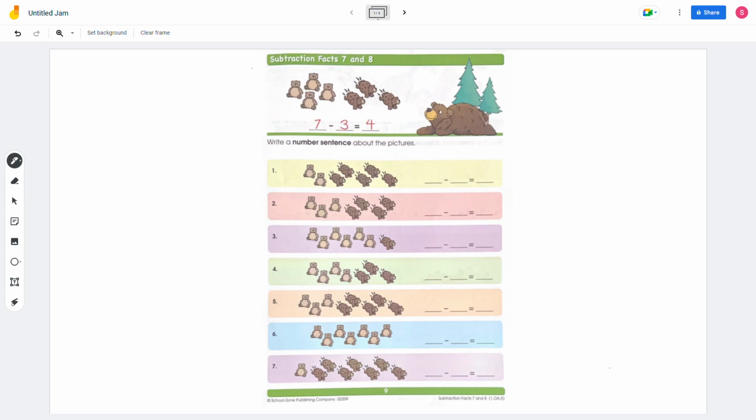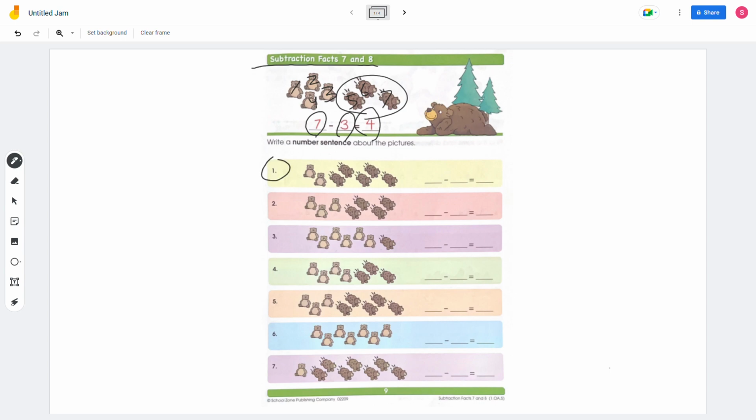Today we're gonna do subtraction facts. So on this picture, there are a total of 1, 2, 3, 4, 5, 6, 7 bears. So write 7 over here, and then 3 are left. So write 3 over here. And 7 minus 3 equals 4, so the answer is 4.